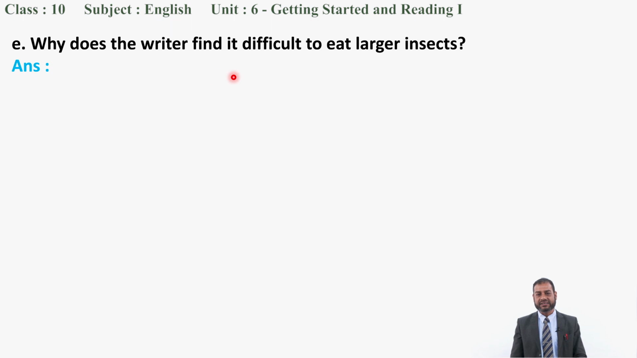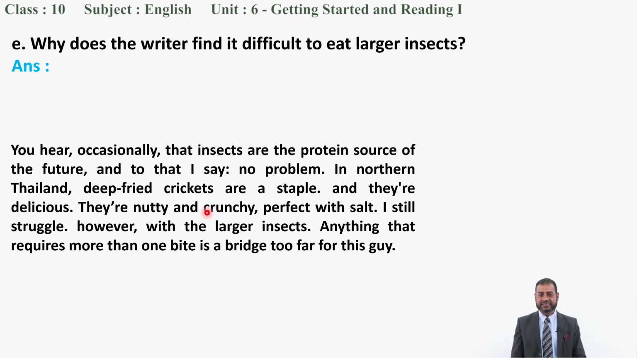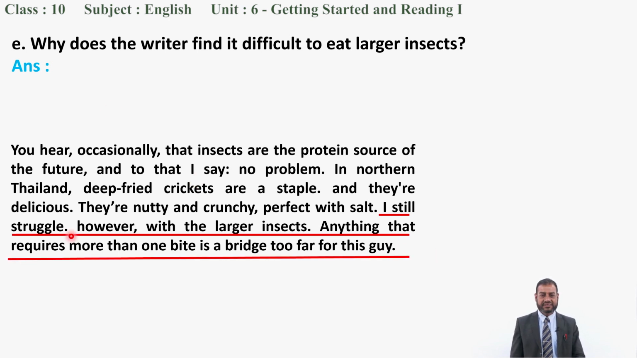Why does the writer find it difficult to eat larger insects? And you can see this paragraph. Even in your textbook you can see here also. I just like to show you the lines where you can find this information. I still struggle. However, with the larger insects, anything that requires more than one bite is a bridge too far for this guy. For this guy means this person, or you can say writer or narrator.